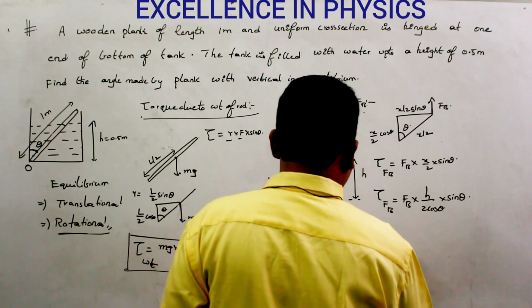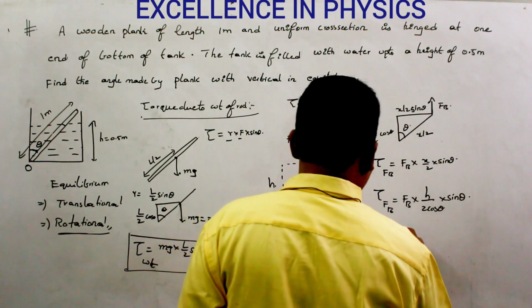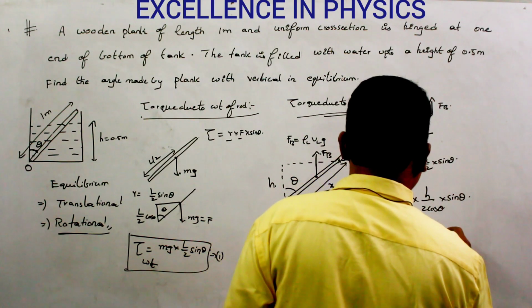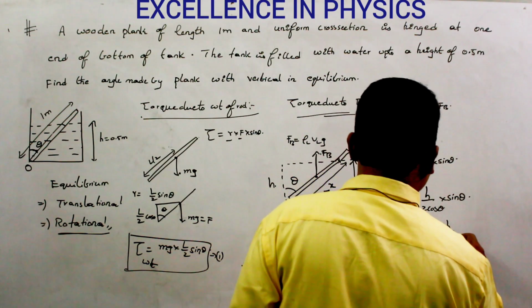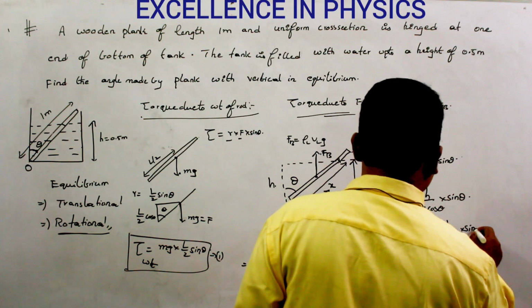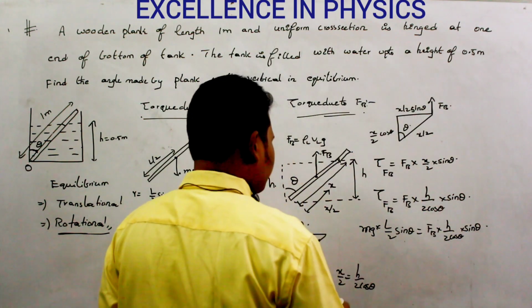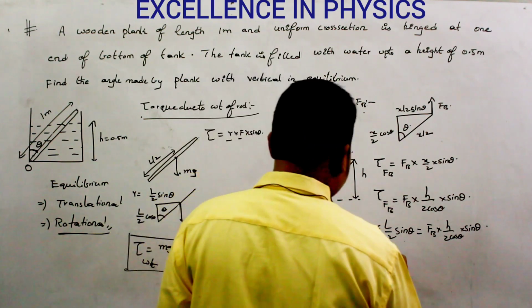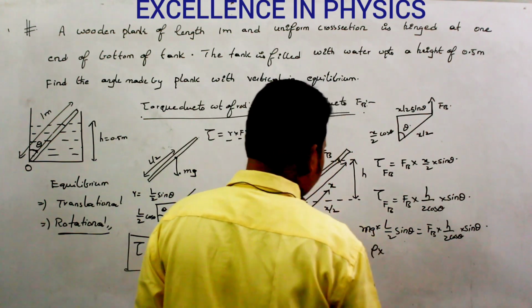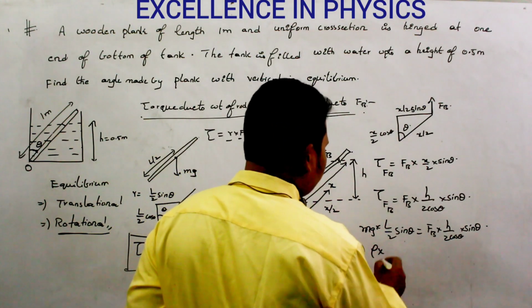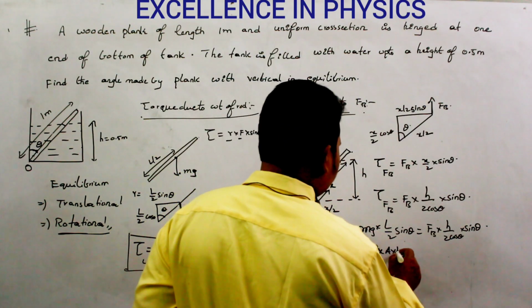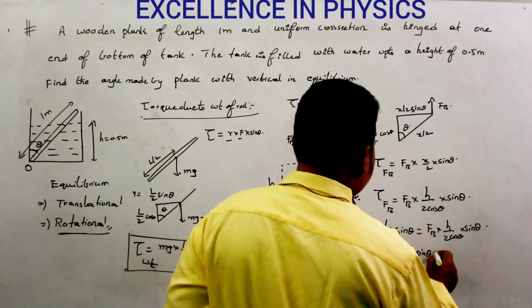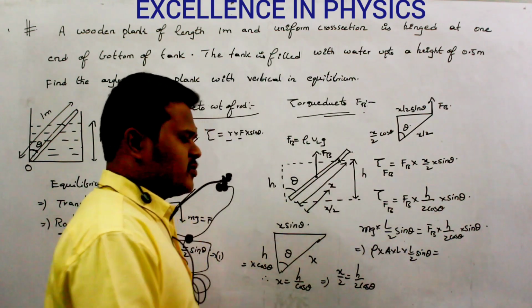So mg into L by 2 sin theta is equal to Fb into h by 2 cos theta into sin theta. So this is how I can write. Then the mass of this rod can be written as density into volume. So density into volume can be written as area of cross section into length of this rod, into L by 2 sin theta. Then how can I write the force of buoyancy?